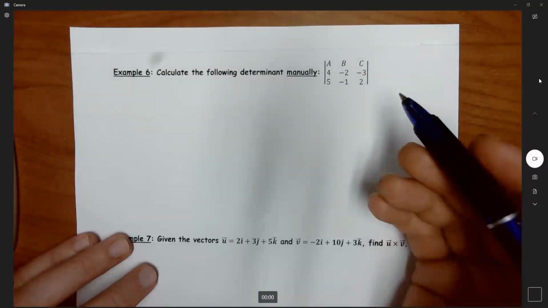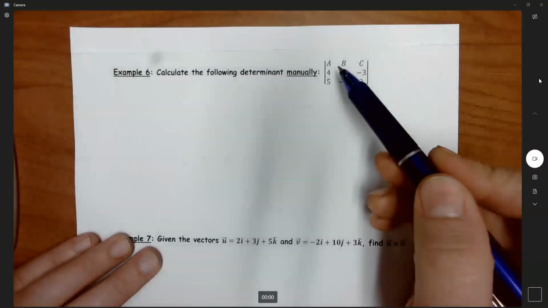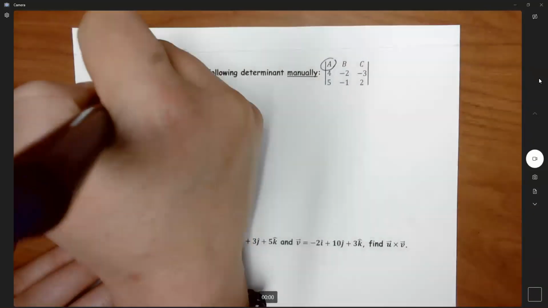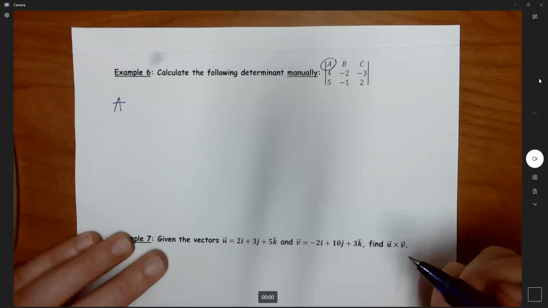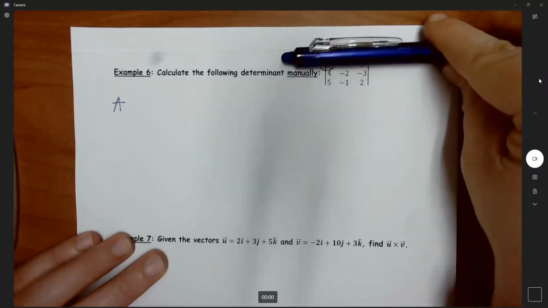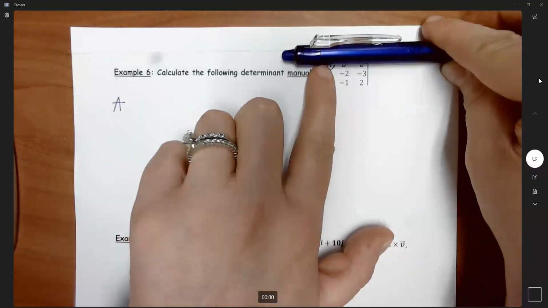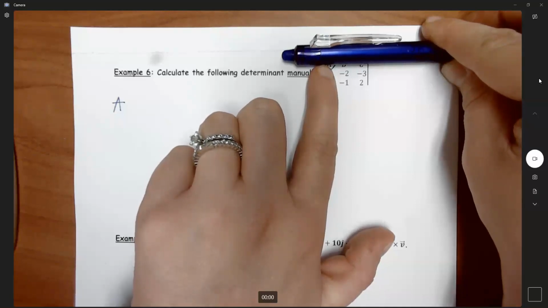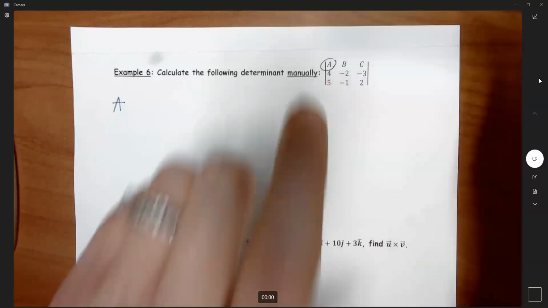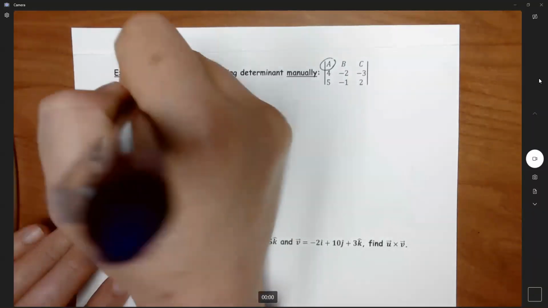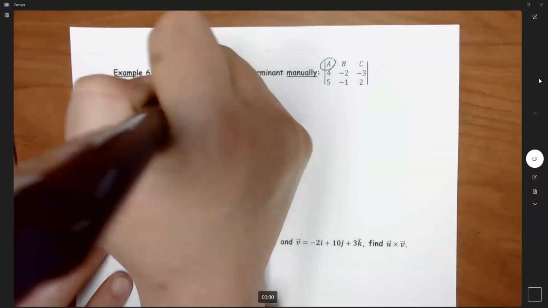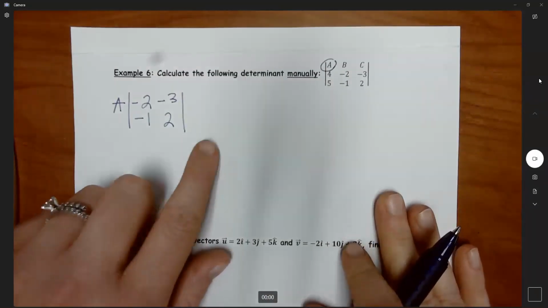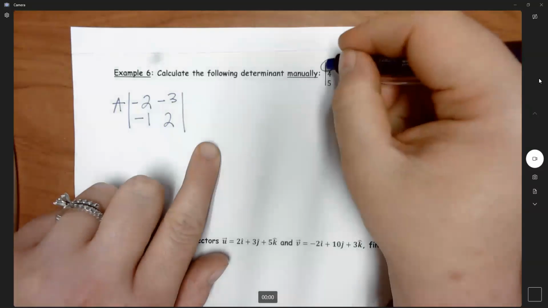So if I'm given this determinant, I'm going to take the first row and column, which is my A. When I cancel out that row and that column, I am left with the 2x2 determinant of -2, -3, -1, 2. Okay, so then I will move over here to B.